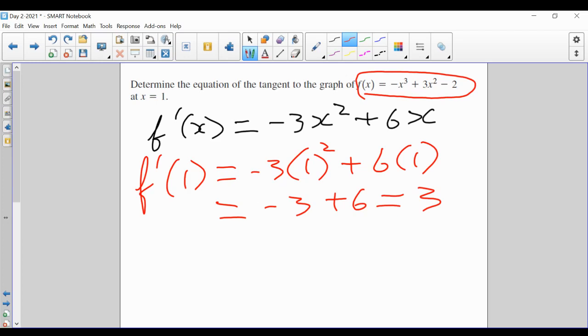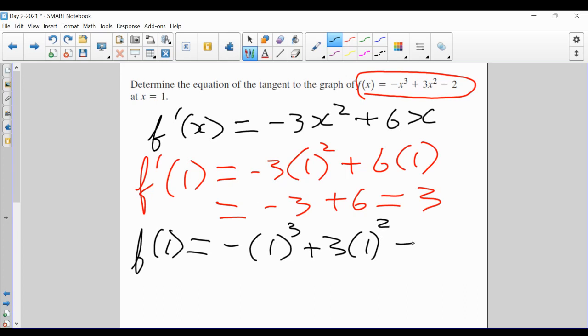That 3 represents a slope. So what we need to do now is go back to the original function and find the f of 1, not the f prime, but the f of 1 in our starting function. So minus 1 cubed plus 3 times 1 squared minus 2. We have to go back to the original because the point that we're looking for is on the original line.